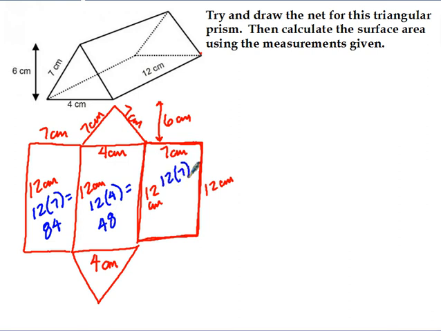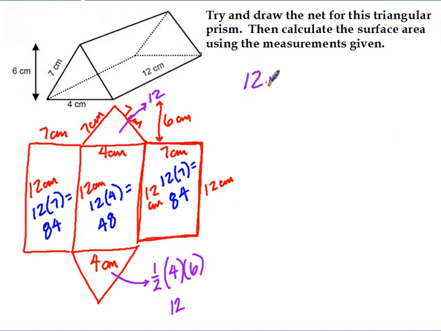Now the triangles. Now remember, triangles are not just length times width. Triangles are 1/2 base times height. So 1/2, the base is 4. The height, they tell us, is 6. So that's going to be 12. Same thing up here. That would be 12. 1/2 base times height. So now to find my surface area, I'm just going to add them all up. So 12 plus 12 are my two triangles, and then 84, 48, and 84 are my rectangles. And that gives me a total of 240 square centimeters.